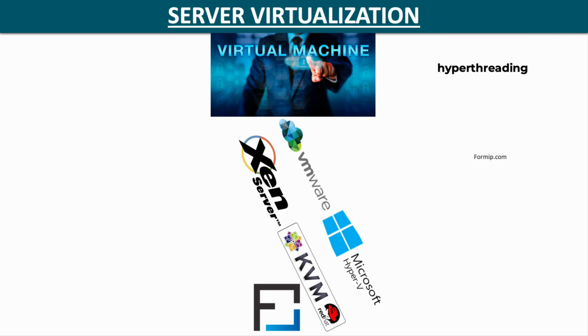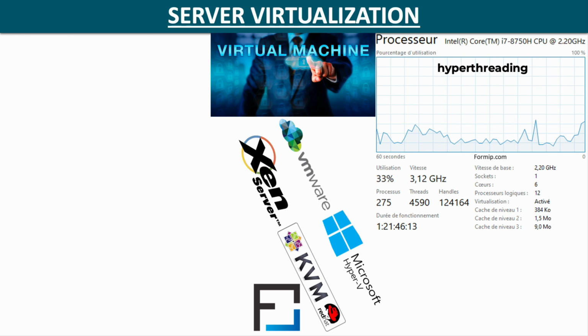Here is an example of the processor of my PC, which is an Intel Core i7. We can see the 6 physical cores and the 12 virtual cores, which can also be called logical cores. For 1 physical core, we have 2 logical cores. Today, the amount of RAM has also increased a lot. A physical server, which runs a single operating system, usually has much more CPU and RAM resources than it consumes.